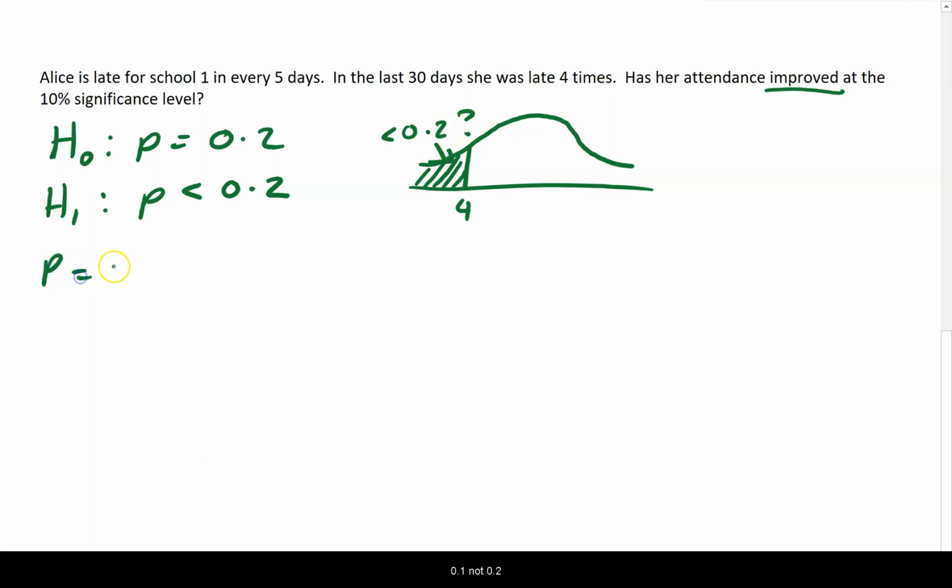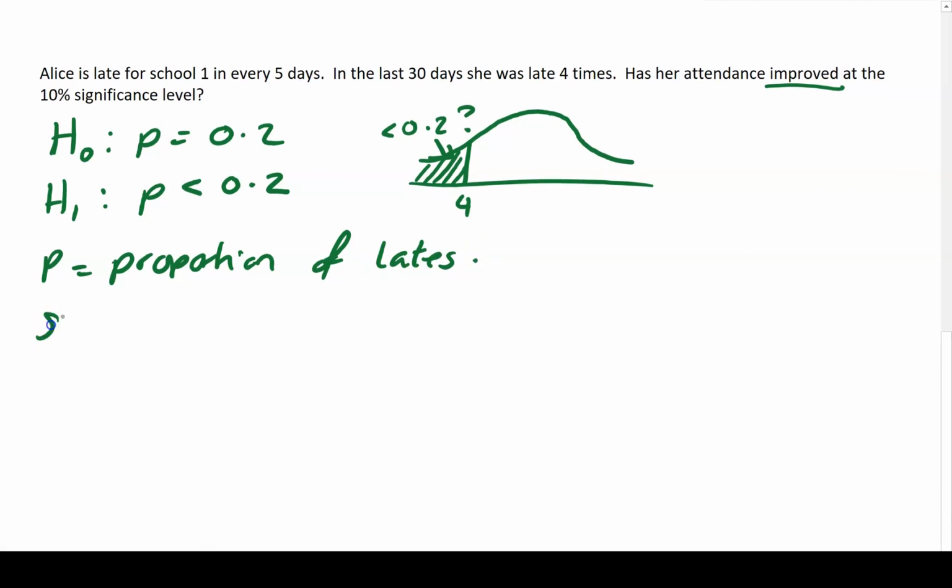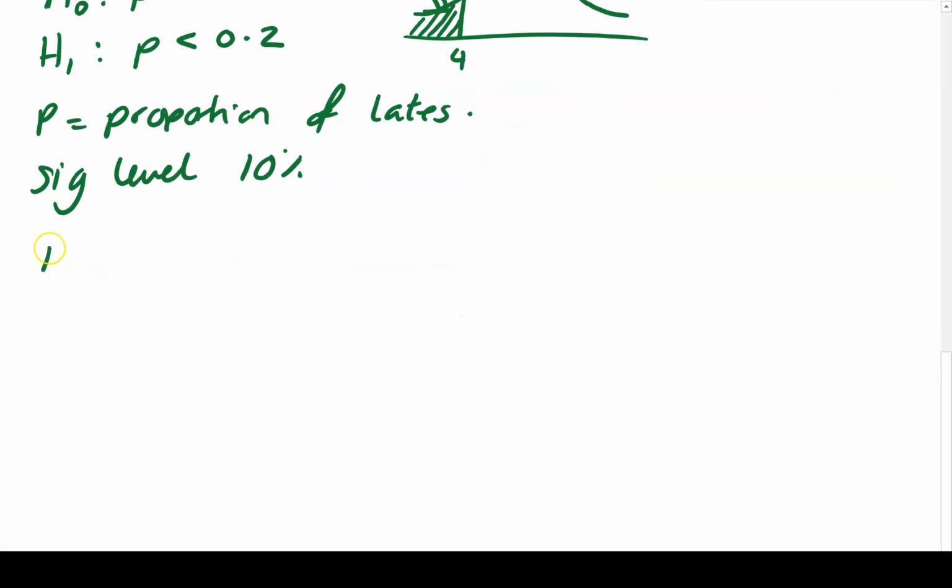So P is the proportion of lates. I'm going to run out of time. H1, H0, P. Sig level is 10%. And we are doing the probability of it being less than or equal to 4, which is 0.255.